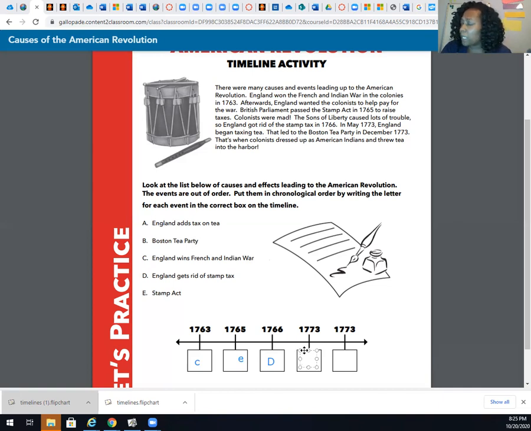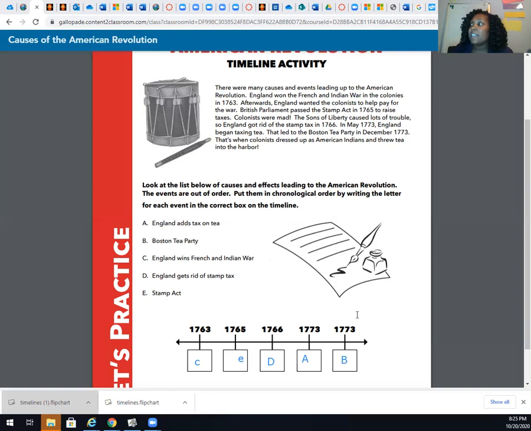But all I have left is B, which is the Boston Tea Party, and A, England adds tax on tea. Well, we can't have the Tea Party without them first adding tax, right? So I'm going to put A here, and all I have left is B for my last event that was leading up to the American Revolution. Oh my goodness. And this is a timeline that I've completed, that I've filled in. Where did I need to put that? Oh, B. See, Miss Everett forgot that quick. So I put it there.